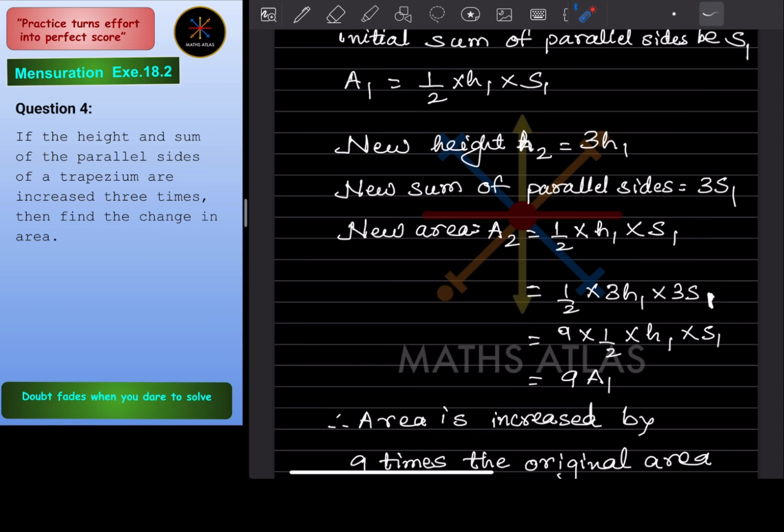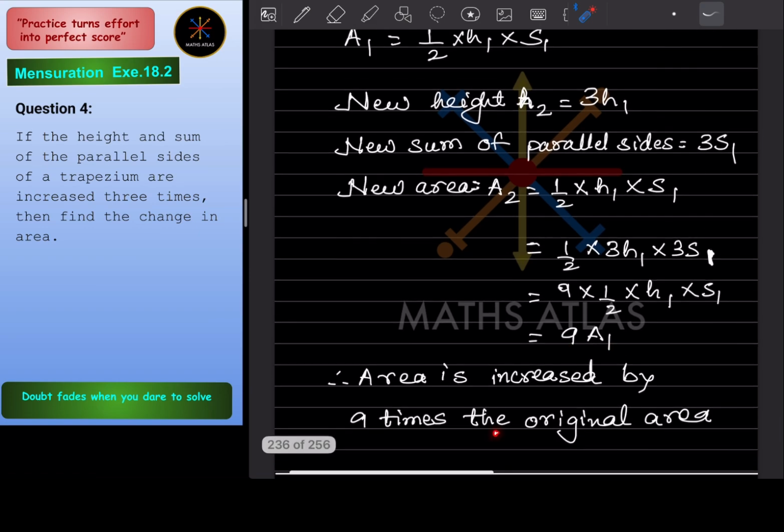So what we can see is this is 9 times A1. So we can say the area is increased by 9 times the original, because this is the original one. So the area is increased by 9 times the original area.